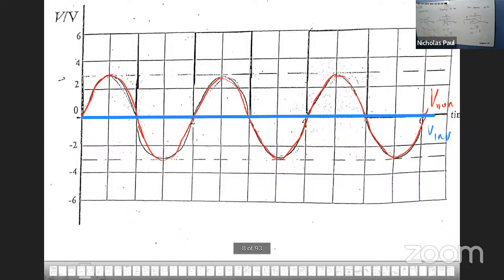And the output can only be what? Plus or minus, right? Let's use supply as 6. So the output should only be plus and minus 6. Alright? Here's how we're going to figure it out.